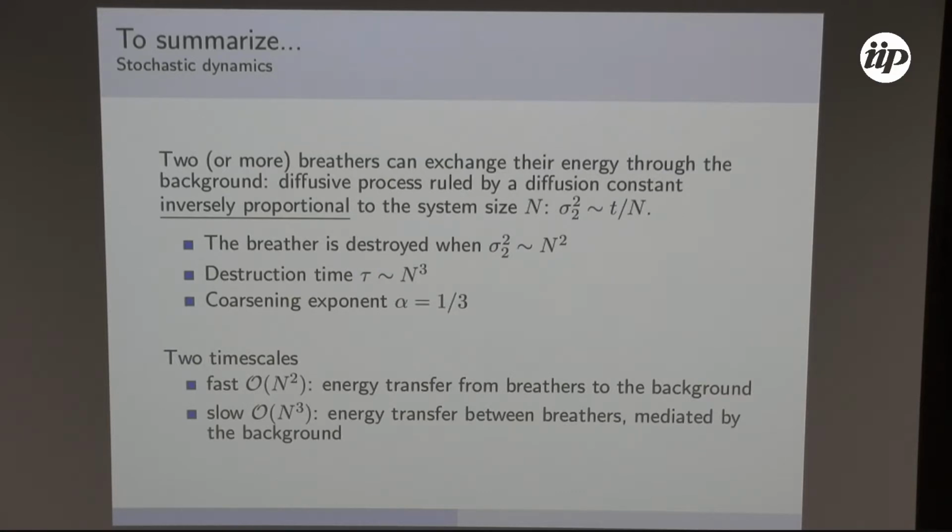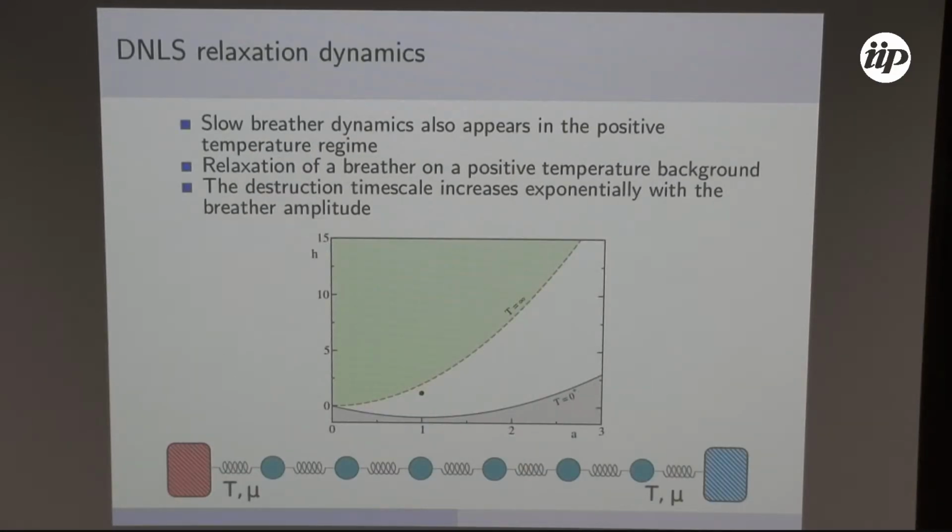There is this subdiffusive exponent, and now let me come back to the original problem, to the discrete nonlinear Schrödinger equation. So what I'm going to show you in this third part is that a very slow breather dynamics appears also in the negative temperature regime. And in particular, I will show you that the breather relaxation timescales are exponentially large with respect to their mass.